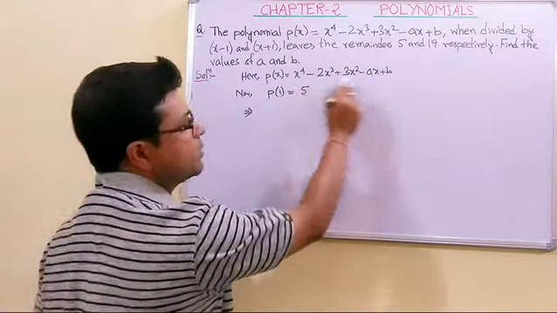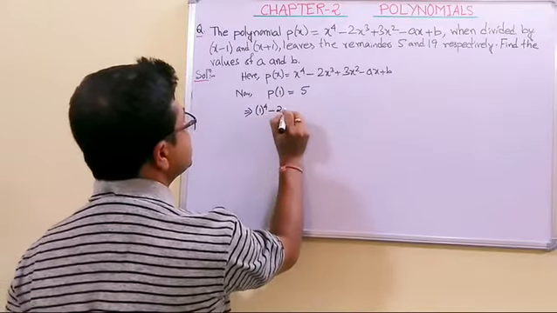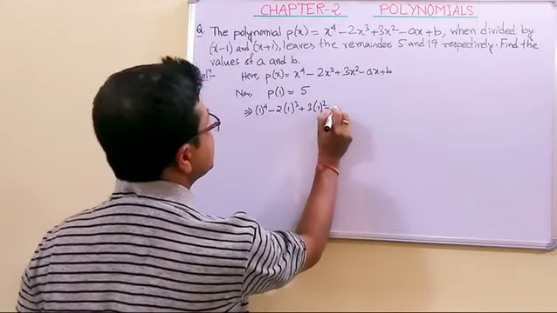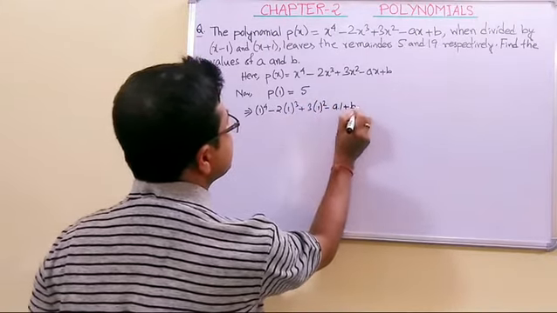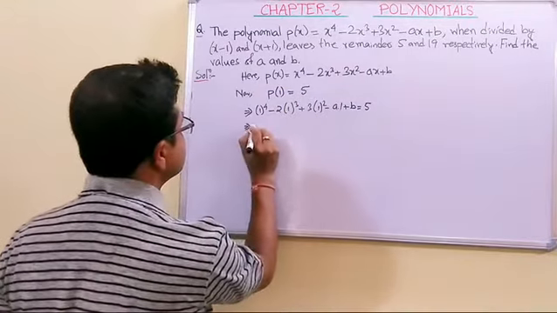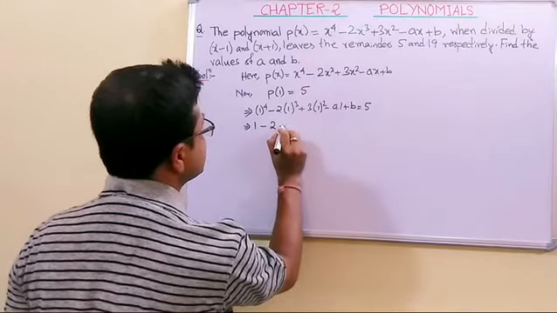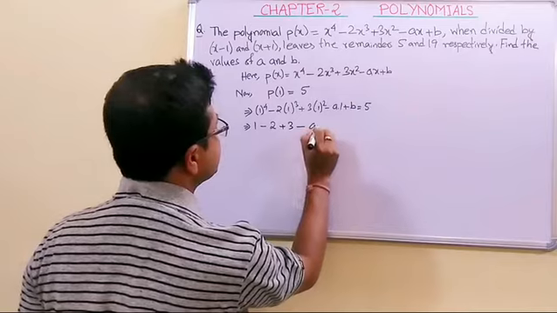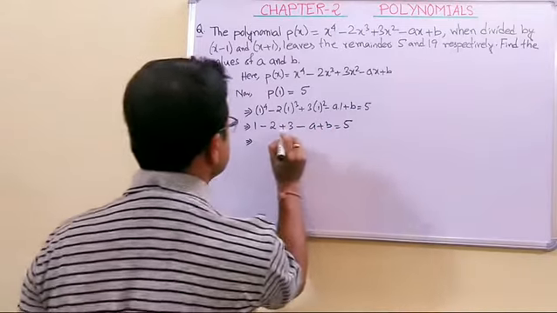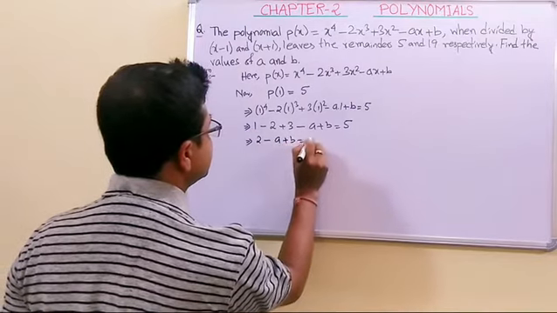Alright, so let us frame an equation. So in place of x, what will we put? 1. So this is 1 to the power 4 minus 2 into 1 cube plus 3 into 1 square minus a into 1 plus b. This is how much? 5. Right. Let us simplify now. 1 minus 2 into 1, 2 plus 3 into 1, 3 minus a plus b is equal to 5. Alright. This is 3 plus 1, 4, 4 minus 2, 2 minus a plus b equal to 5.